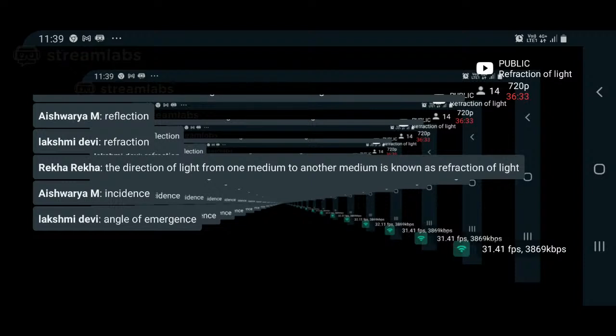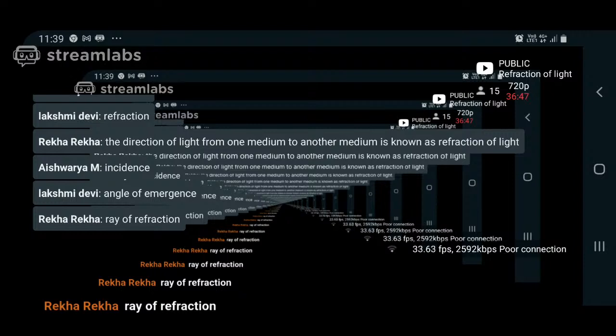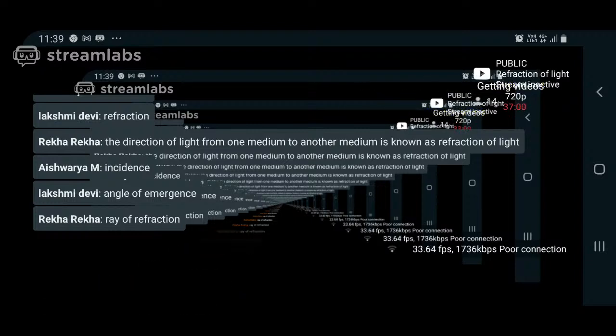Is that clear, all of you? Yeah, Rekha, even that is also correct. Not ray, angle of emergence. Even that is also correct.